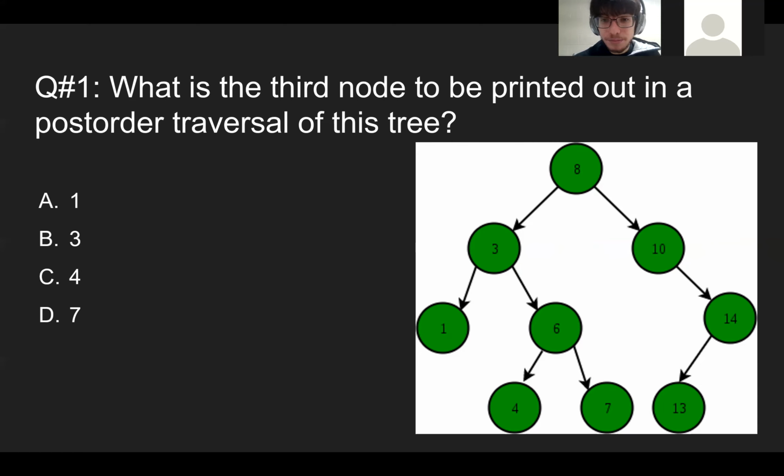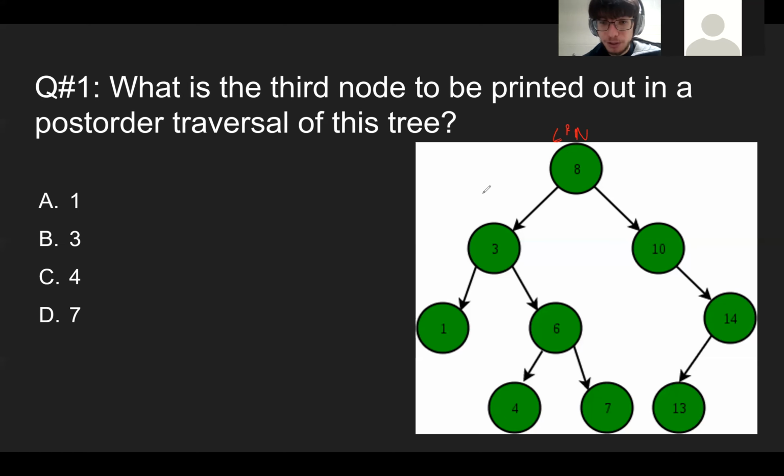Okay, I think 7. I think it is 7. But yeah, that's always tricky. You always have to make sure you're doing the right one. So yeah, left, right, node.